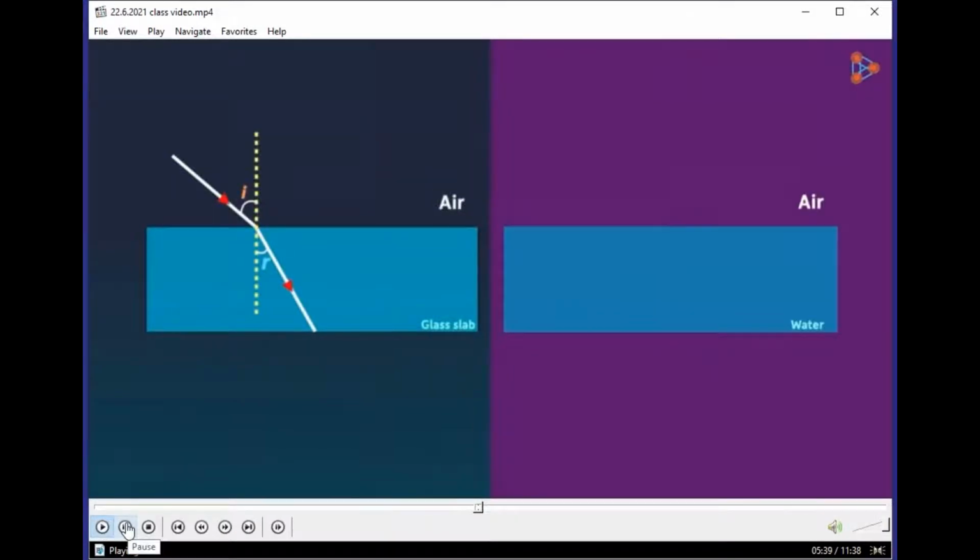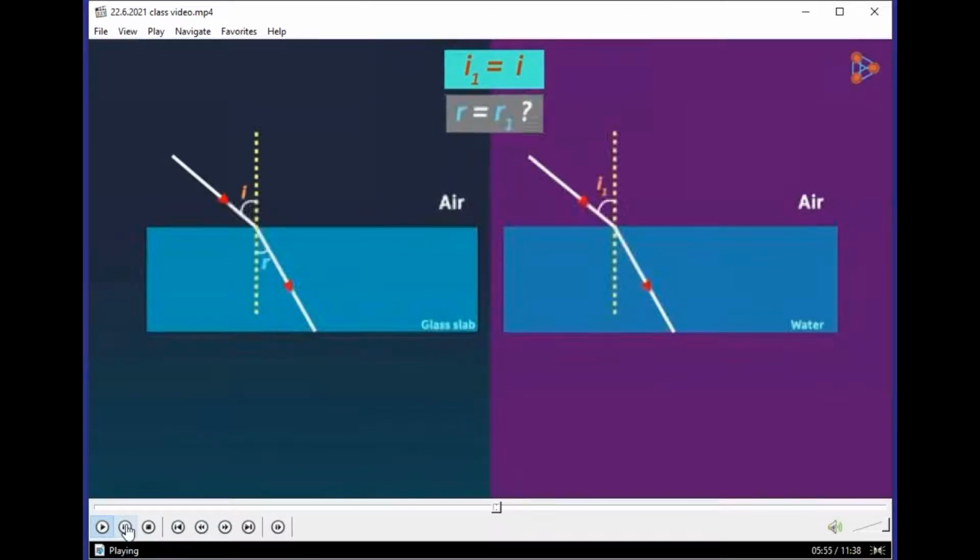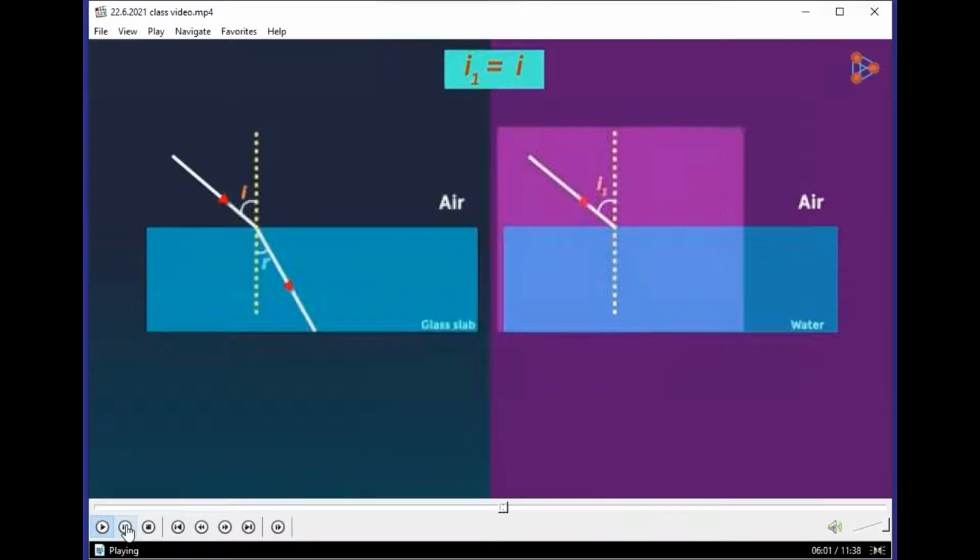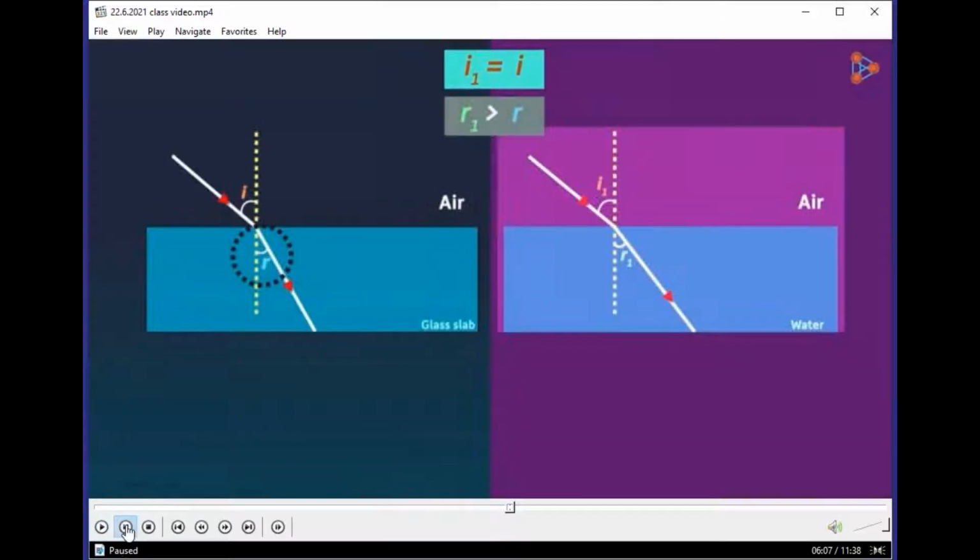Now, instead of a glass slab, we have water, and also suppose that the ray of light is incident in the same direction. We can see that this angle is the same in both the cases. So will the refracted ray in this case travel in this direction only? In other words, will the angle of refraction be the same in both cases? No, the angle of refraction will be different in this case. In fact, the angle of refraction here is greater than the previous one.